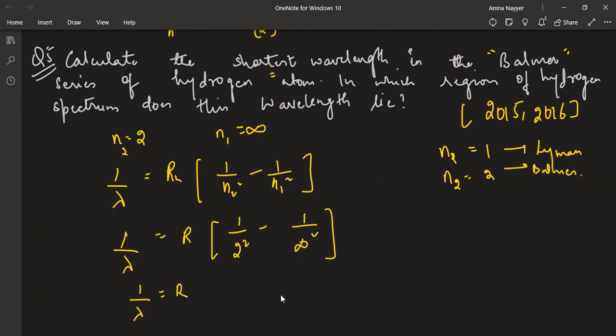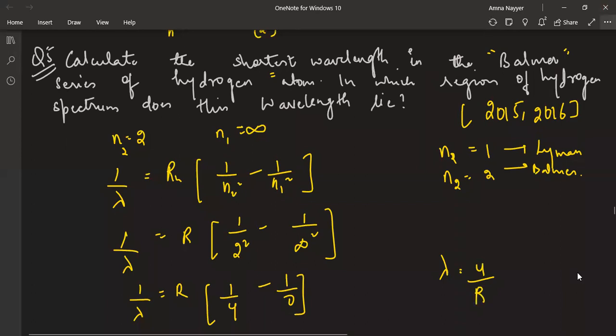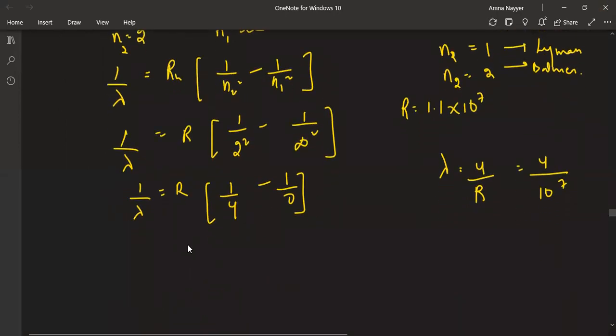One by lambda is R times one by four minus one by zero. So wavelength will become 4 by R, right? 4 by R, so this becomes 4 divided by 10 to the power 7. Rydberg's constant's value, class, you can either write it properly as 1.1 into 10 to the power 7 meter inverse, but since 1.1 is a very small number, we usually write it as 10 to the power 7.